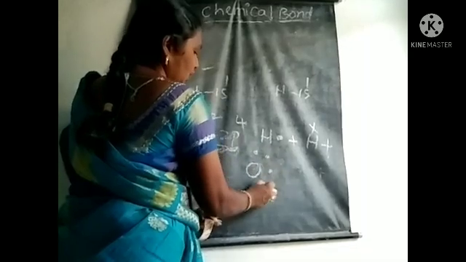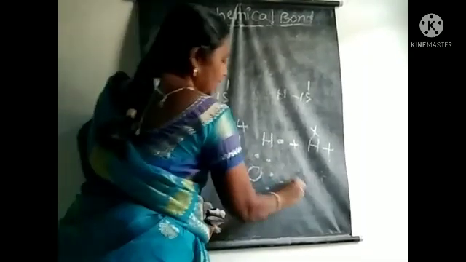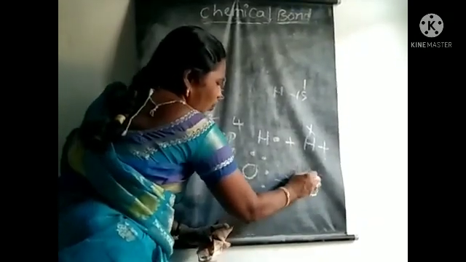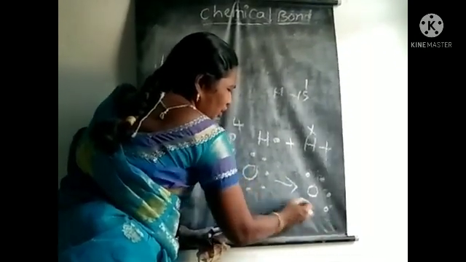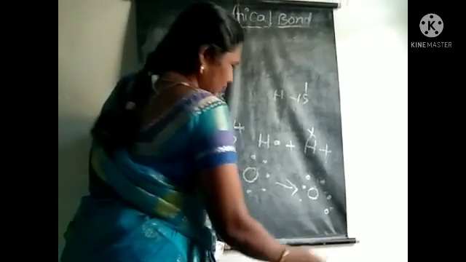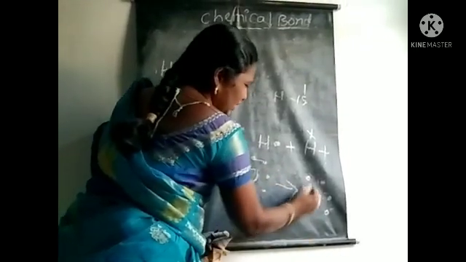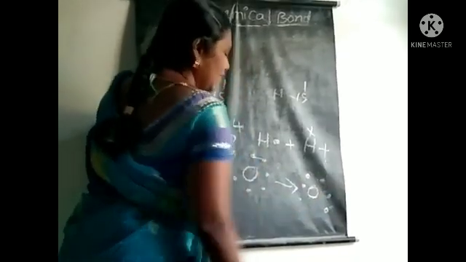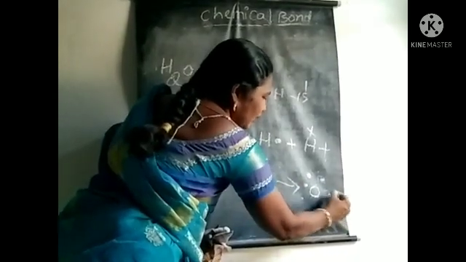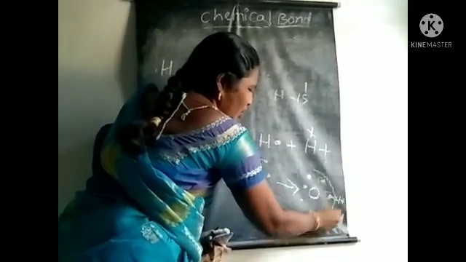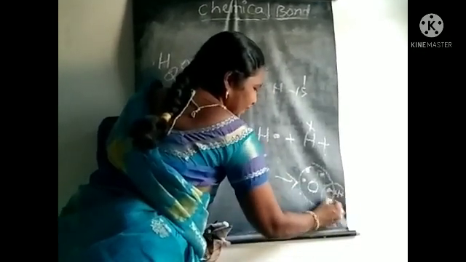1, 2, 3, 4, 5, 6. Here, bond formation. Let us observe oxygen, 1, 2, 3, 4, 5, 6. Here hydrogen 1 electron, hydrogen 1 electron. Here bond formation takes place.